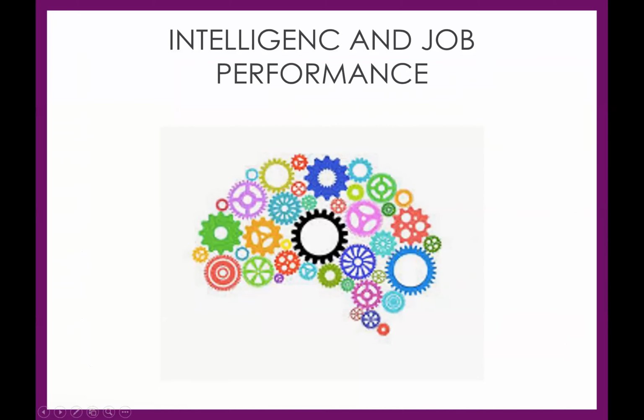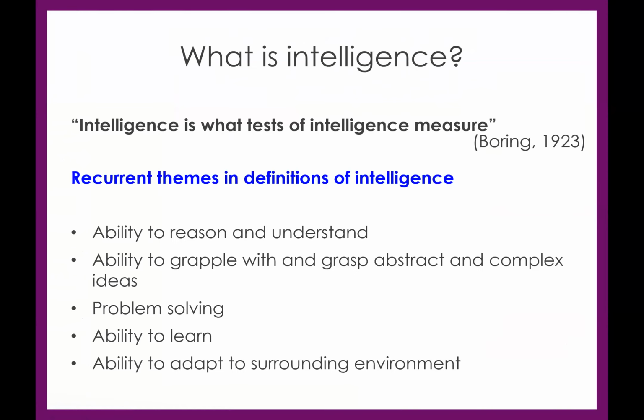Besides personality, the next issue in affecting job performance is intelligence. What is intelligence? By definition, intelligence refers to the ability to reason and understand something, some event, or some person. It also refers to the ability to grasp abstract and complex ideas. It also helps in problem solving, the ability to learn, and the ability to adapt to the surrounding environment.